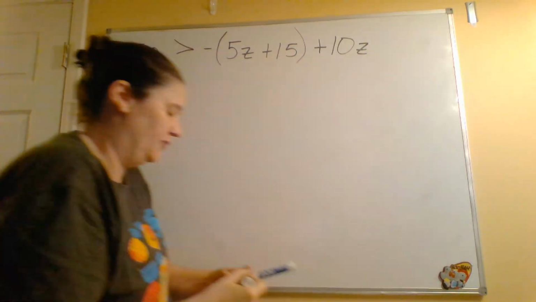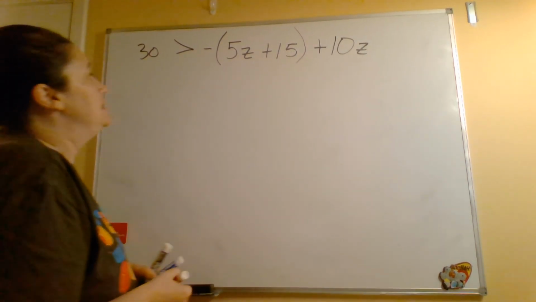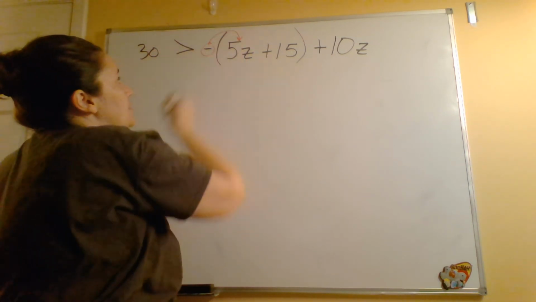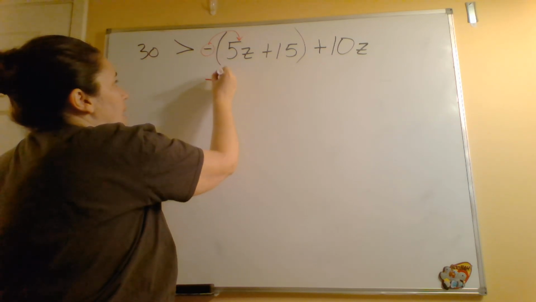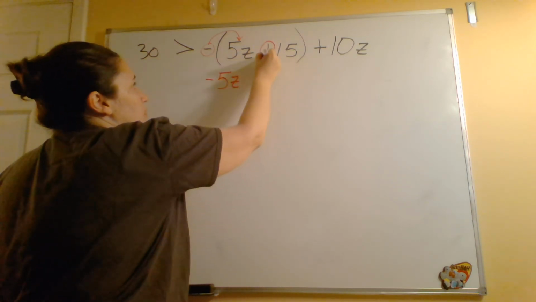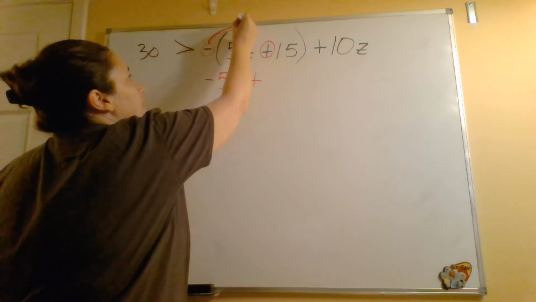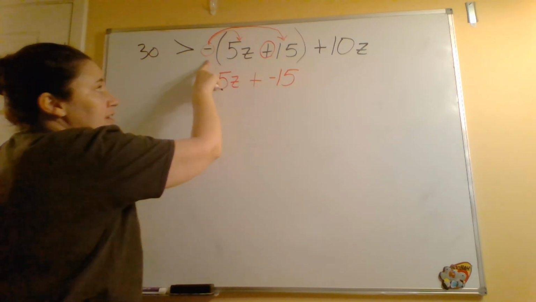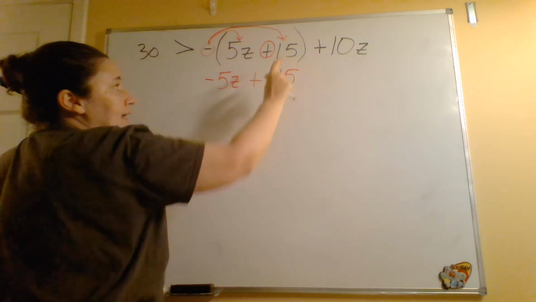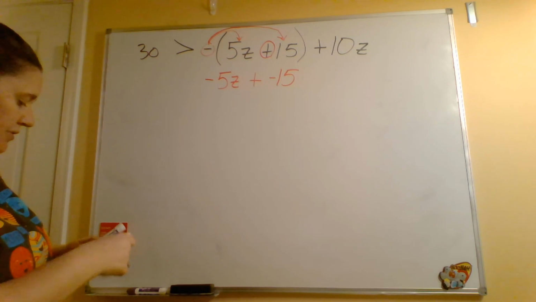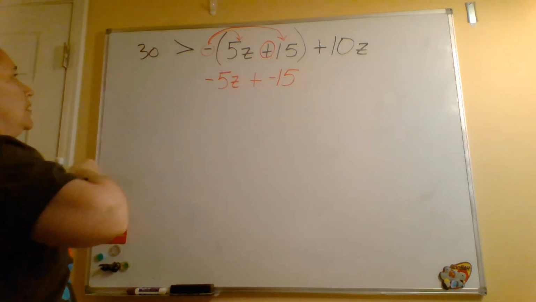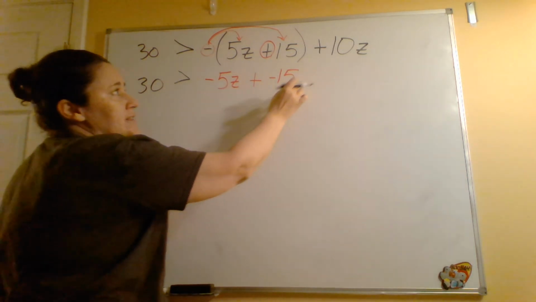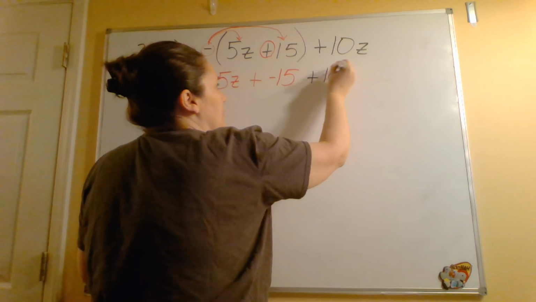Okay, first step is to get rid of these parentheses. I need to distribute this negative sign. Take the negative sign and give it to the 5z. That'll be -5z. Write down the plus sign. Then give the negative sign to the 15. That'll be -15. You have to give the negative sign to the 5z and to the 15. Then write down the rest of the problem. I have 30 is greater than all that stuff plus 10z.